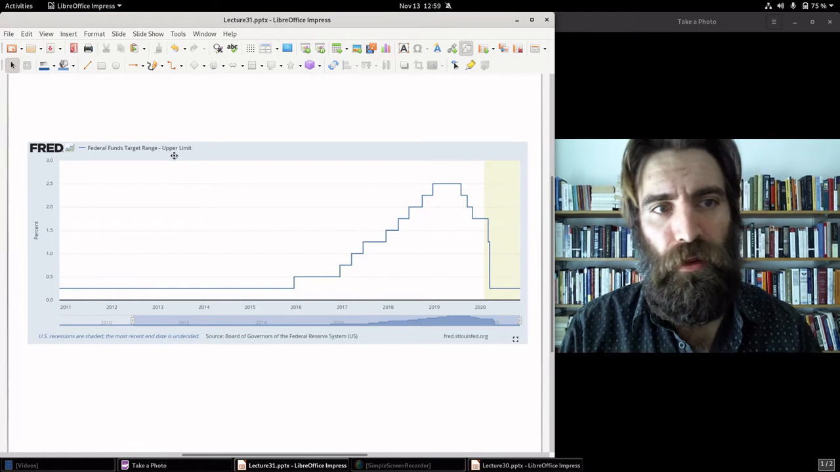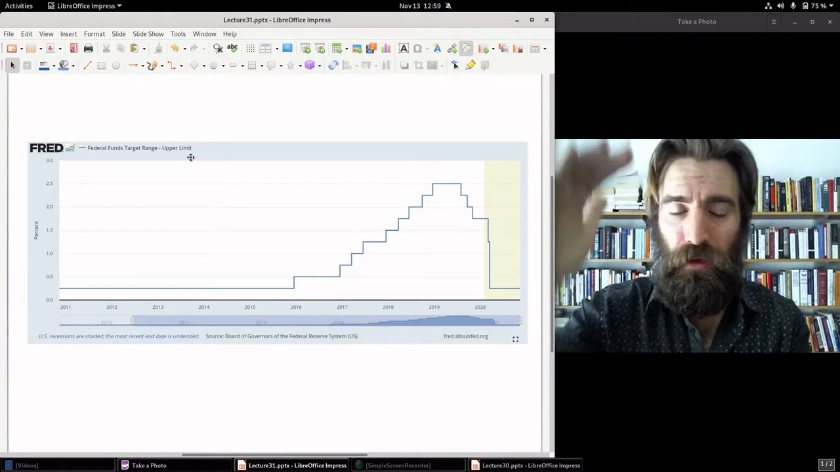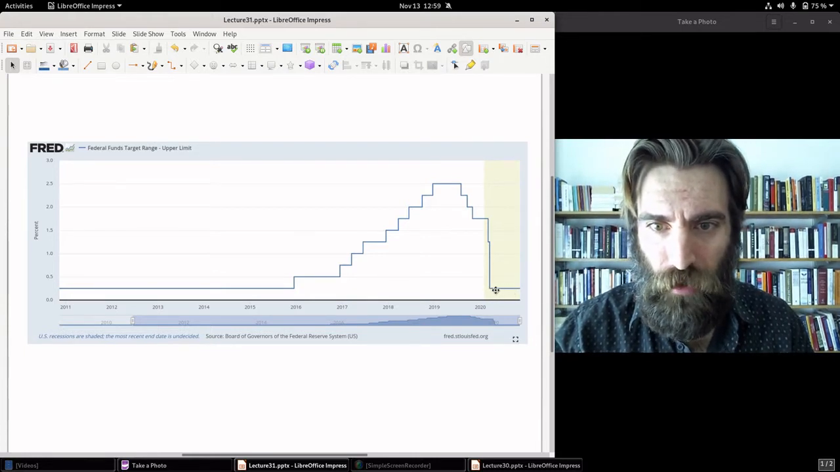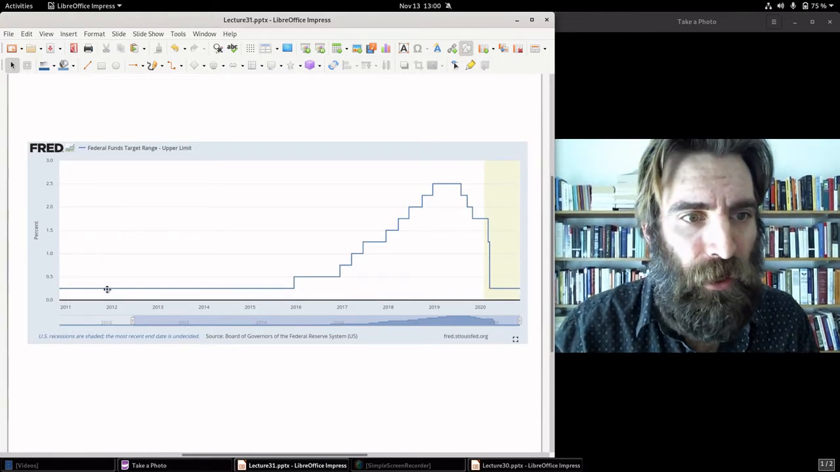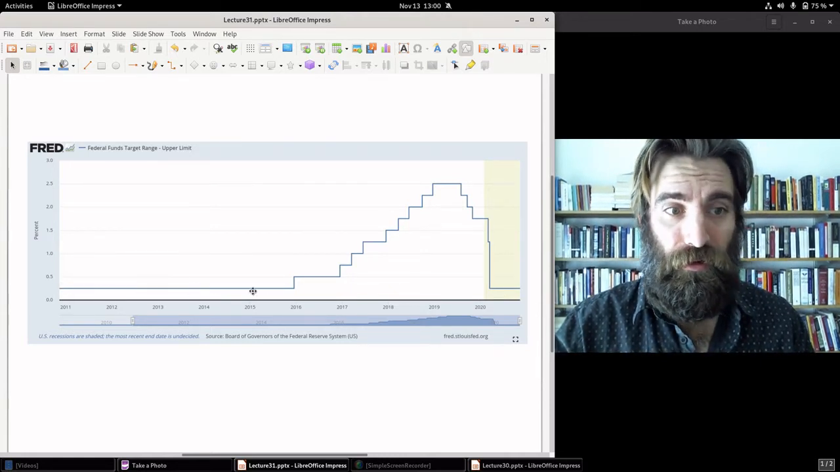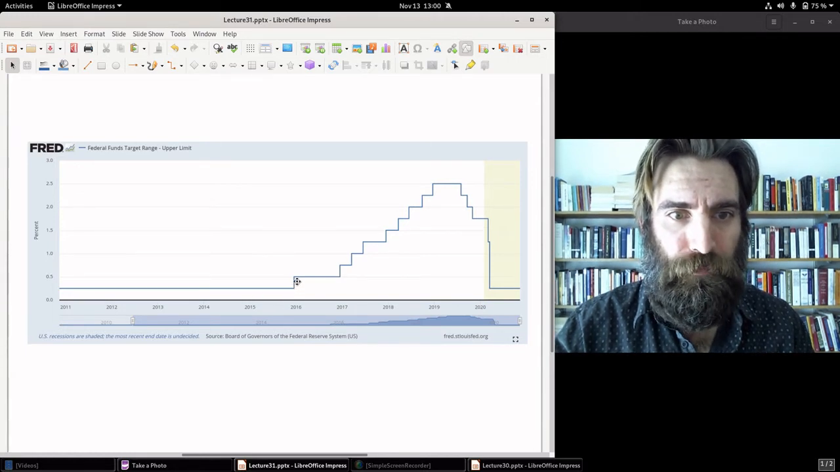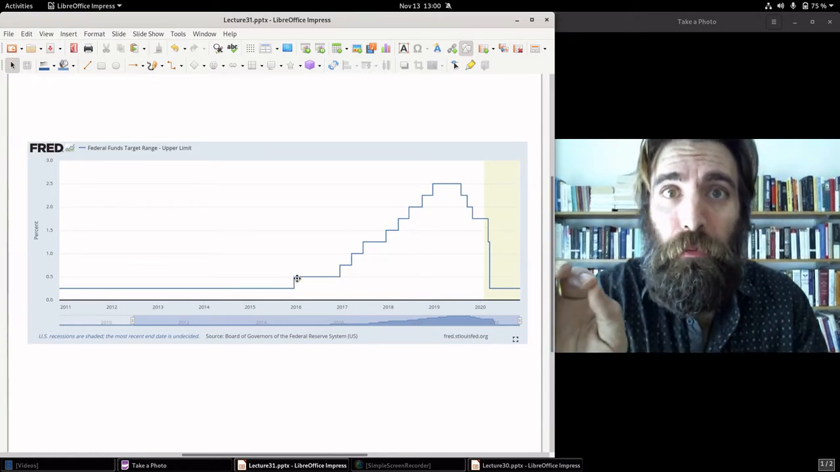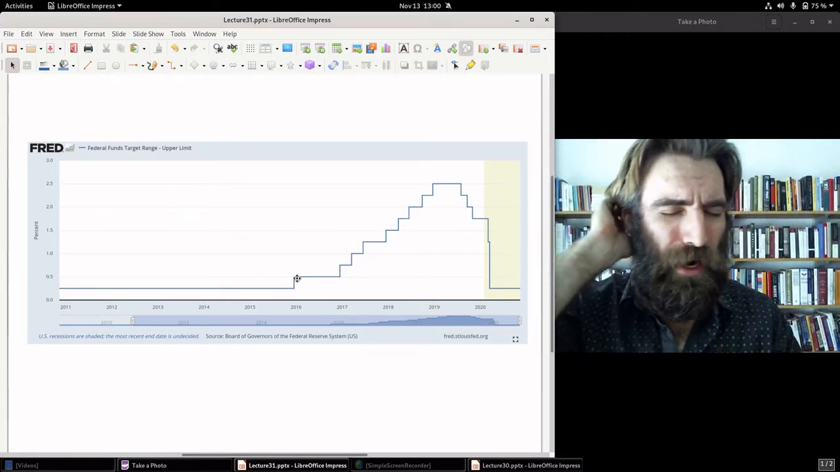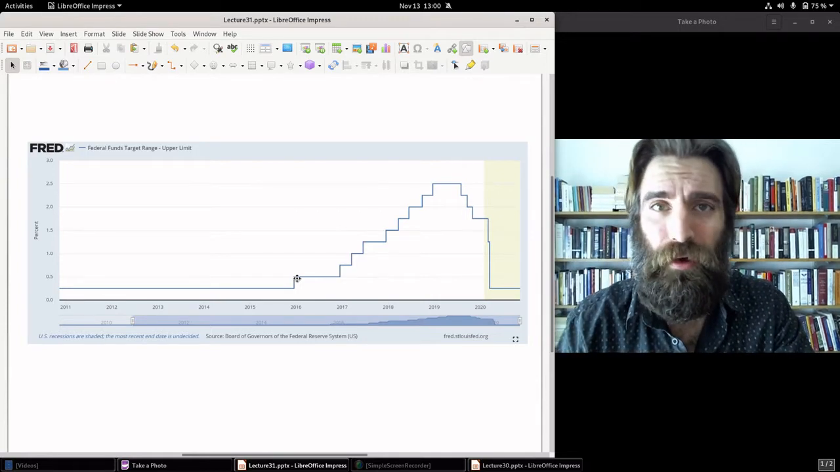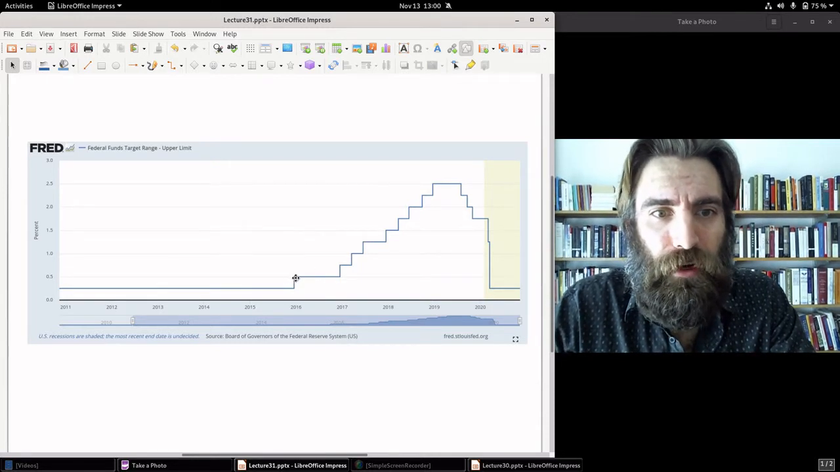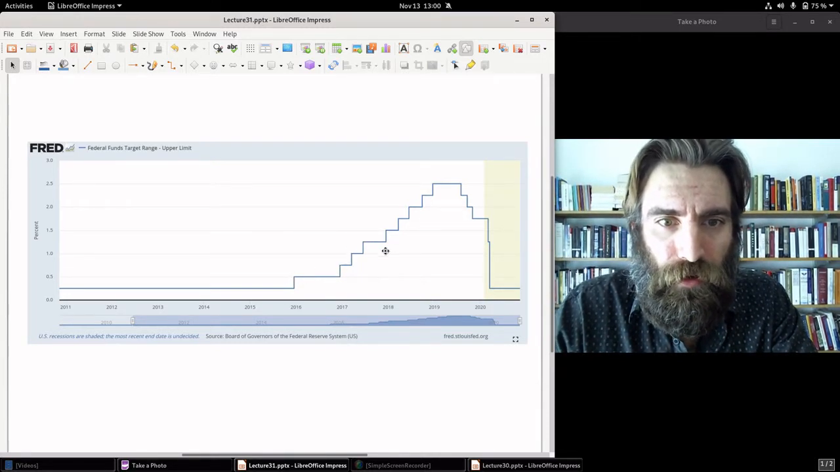And this represents the upper limit. So the target is always a range. Right now it's 0 to 0.25%. So you hear the upper limit is 0.25%. Yeah, look at this. It was 0.25% after 2009. Again, an unprecedented period. And then the Fed kind of cautiously moved it up. It's very rare that the Fed will move more than a quarter, and definitely not more than half a percentage point. That's quite rare, but you can see it going up, up, up.